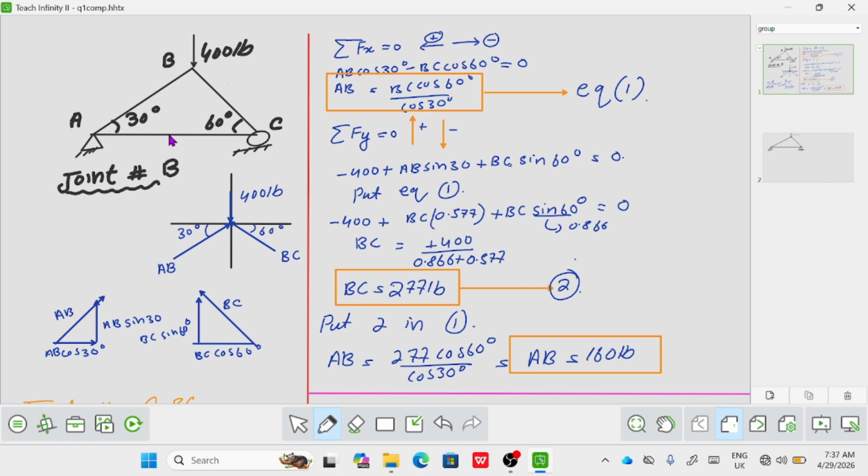Hello and welcome. Today we will solve for the forces in members AB, BC, and CA. First of all, we will take a free body diagram of the whole structure. Select a joint with less than or equal to two unknown members, like I select joint B.